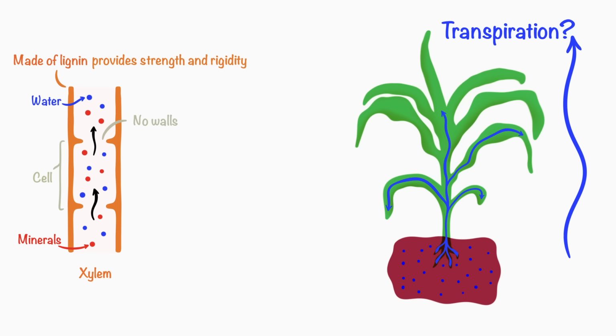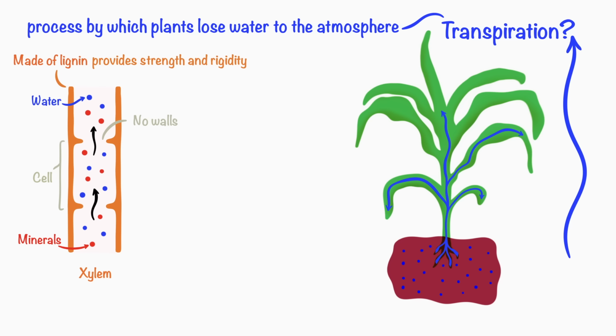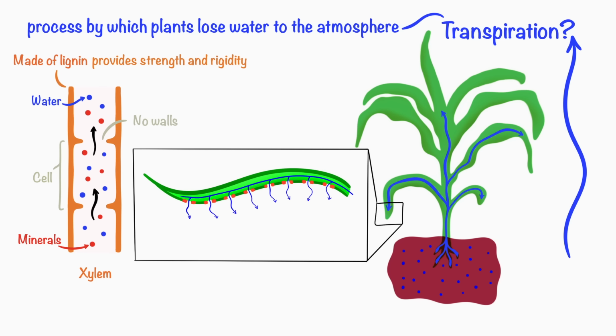So, what exactly is transpiration? In simple terms, it's the process by which plants lose water to the atmosphere, but the process is more complex than it first appears. Transpiration occurs through evaporation and diffusion of water from the plant's surfaces. The majority of water loss happens through the leaves via small openings called stomata.